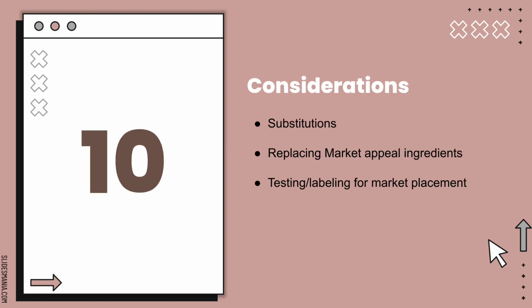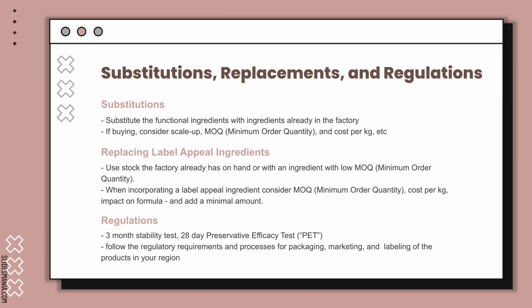Here are a few important things to consider in regards to substitution and replacement of ingredients and following regulatory requirements in your region. You can substitute the functional ingredients with ingredients already in the factory, and if you have to buy the ingredients as they aren't in the factory, you cannot substitute them.